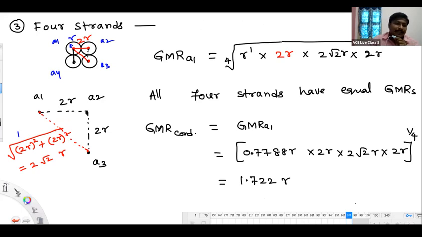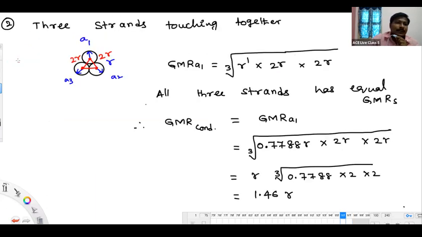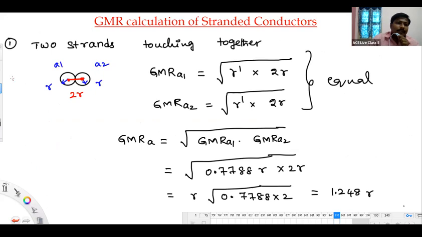So if you want to write, it's an all aluminum conductor, AAC, and the previous one is also an all aluminum conductor. In the examination, if we don't mention the materials of the strands, we have to assume it as AAC only, or simply assume all the strands are made of the same material.